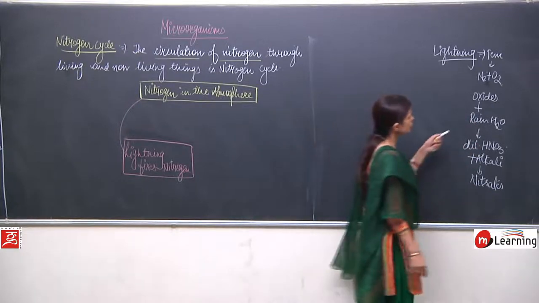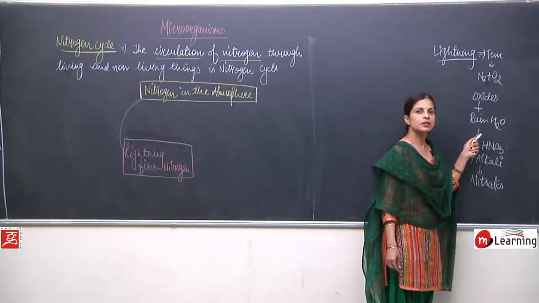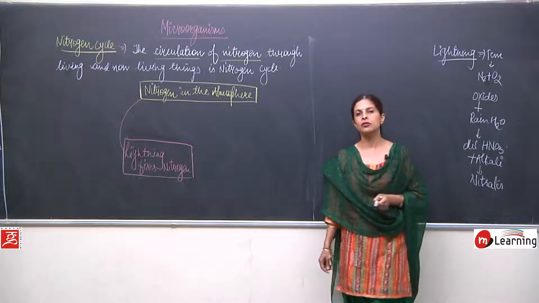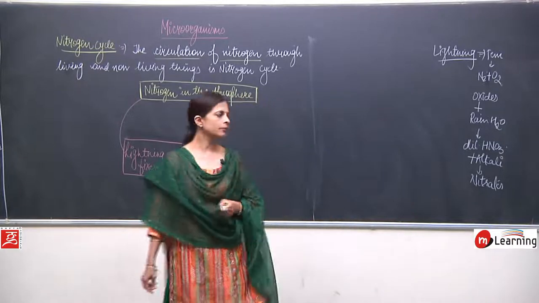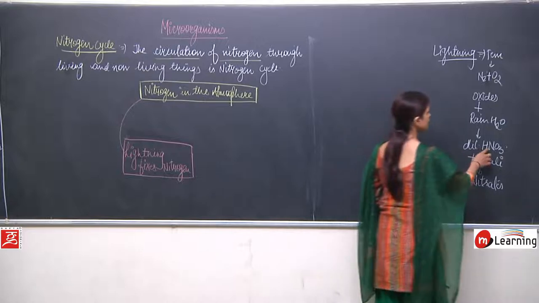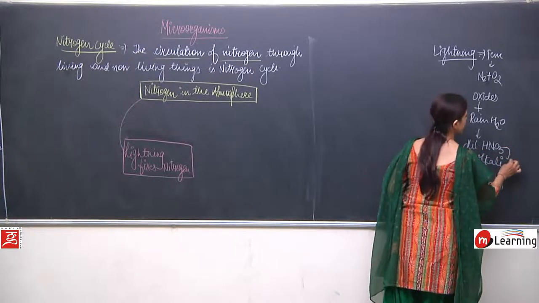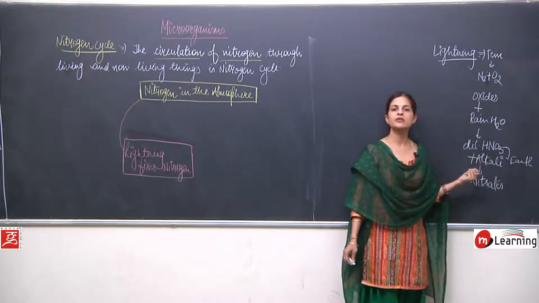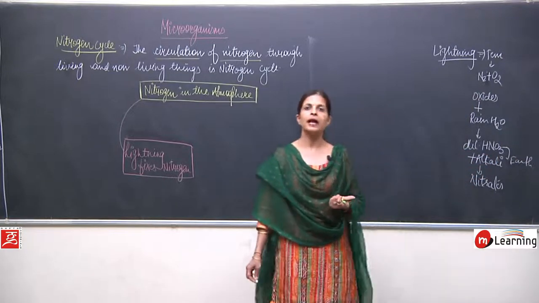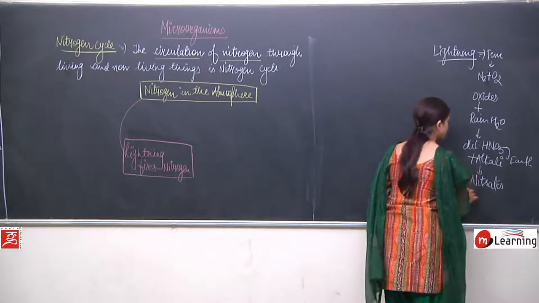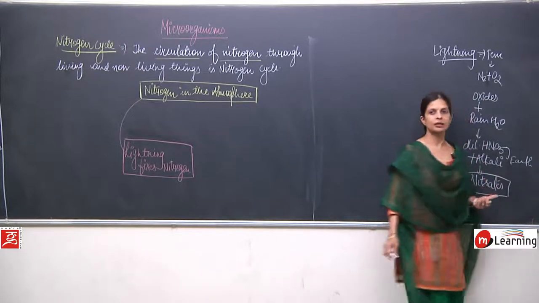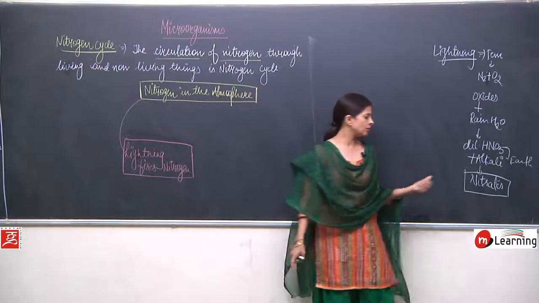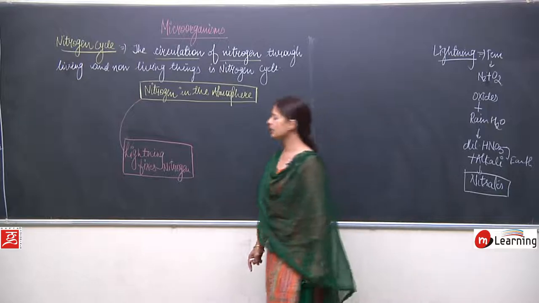Now when the oxide dissolves or reacts with rainwater, very dilute HNO3, or nitric acid, is formed. When this dilute nitric acid comes to the surface of the earth, it reacts with the alkalis present there, and due to this nitrates are formed. That means lightning fixes nitrogen, and nitrates will be formed.